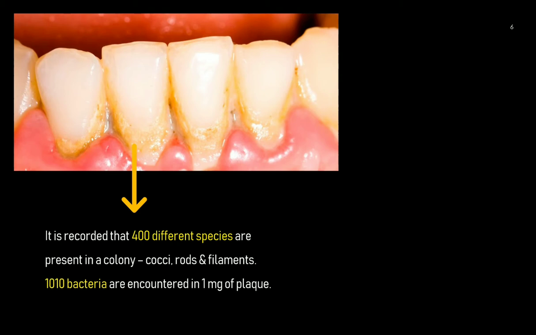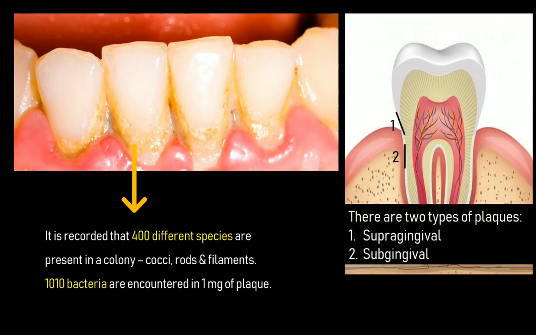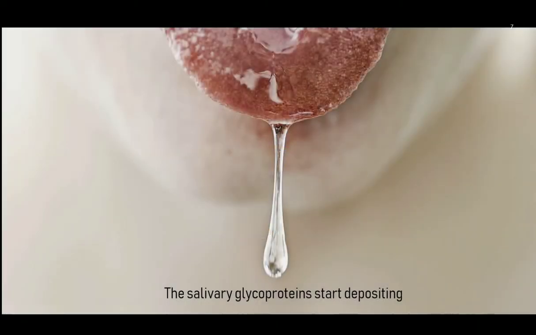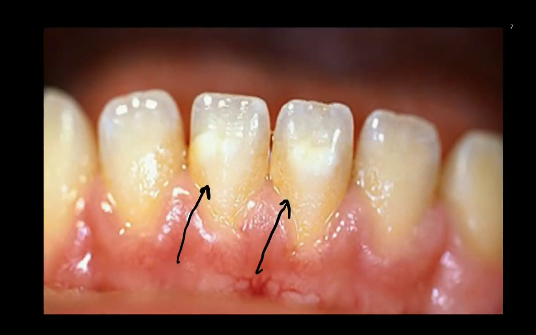This clinical picture shows plaque accumulated, which can demonstrate up to 400 different species, and per milligram of plaque it can contain 1000 bacteria. There can be two types of plaque, supragingival plaque and subgingival plaque, as demonstrated in pictures 1 and 2. What happens as soon as we do our brushing is that saliva glycoproteins start depositing over the tooth surface, and then it appears like a thin pellicle, as shown in the picture here.